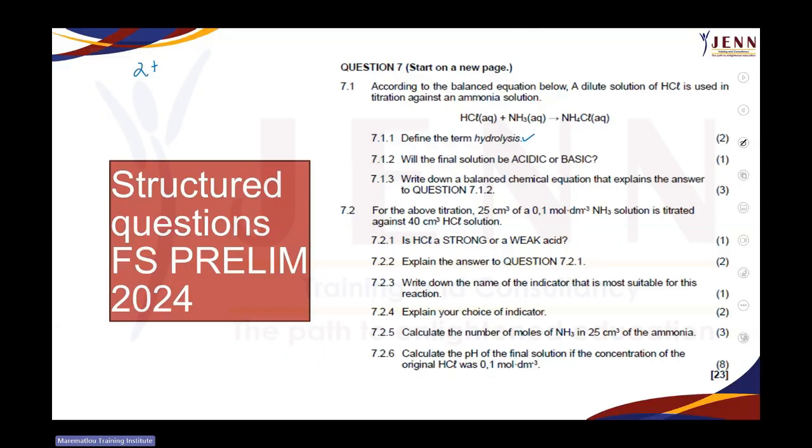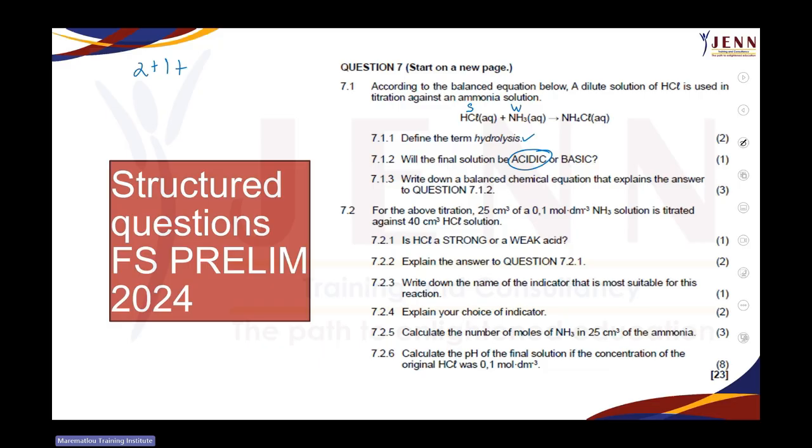If you read the question, it says hydrochloric acid, which is a strong acid, reacts with ammonia, which is a weak base. So the acid will win. That means the solution will become acidic. 1 mark, free mark. We move on to the next one.